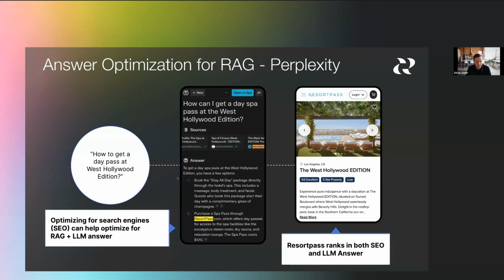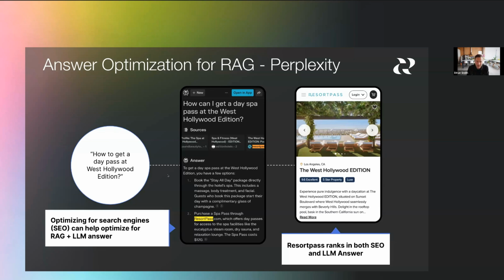So Resort Pass wants to make sure that whenever someone's searching for day pass at a hotel, they're going to show up. And so what are the millions of different questions that people are asking about day passes? We need to start with that. And so again, keyword research becomes question research. So how do we get the millions of questions that people are going to ask? And to Greg's point, since LLM RAG is foundationally starting with search, similarly, how to optimize foundationally starts with SEO. So in the past, we would do keyword research, and then we would do topic research. What are all the different keywords for how people are searching for day passes? And then we do question research.